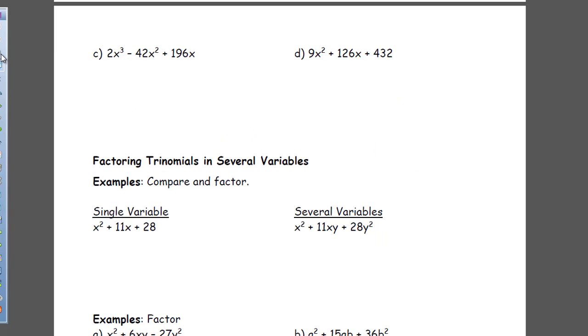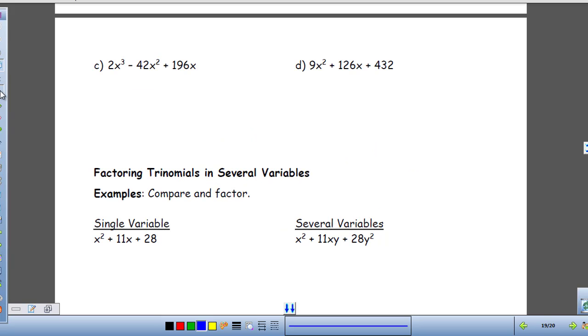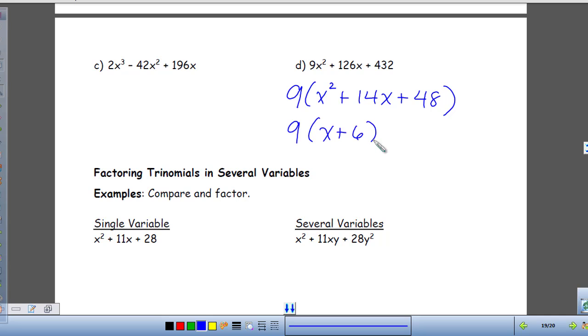Okay. For D, we've got 9x squared plus 126x plus 432. I'm hoping that 9 is a factor of 432 and 126. Is it? Okay, so we can factor out 9, and we get x squared plus 14x plus 48. Once we do that, it doesn't look so bad. We think about the factors of 48 that add up to 14. That would be 6 and 8. So this is just 9 times x plus 6 times x plus 8.